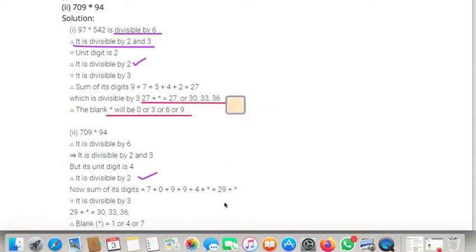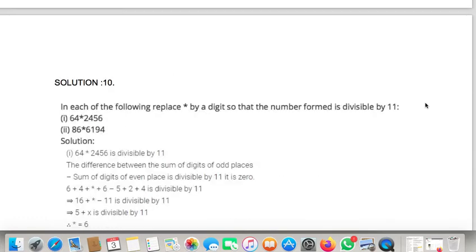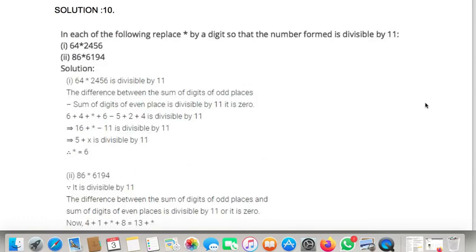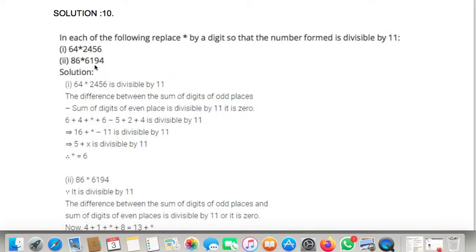Let us move now to the last question of the exercise, my dear students. Question number 10. See what it says. Question number 10 says the divisibility is by 11. So understand this very clearly, what it says. The given number as per the question is divisible by 11.